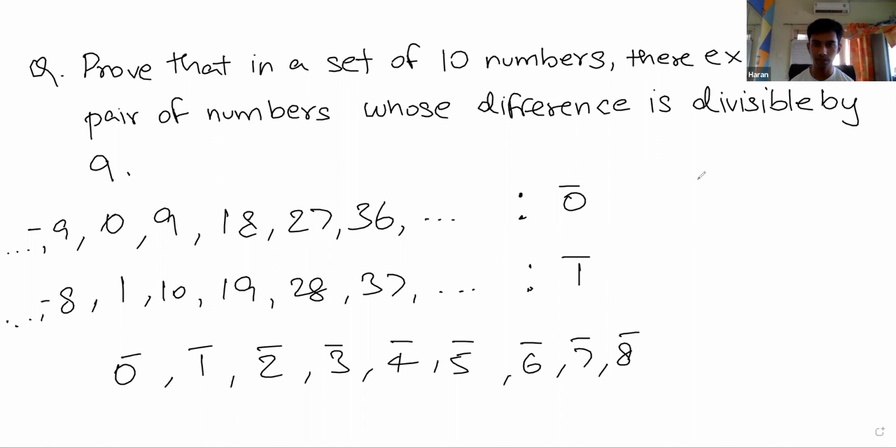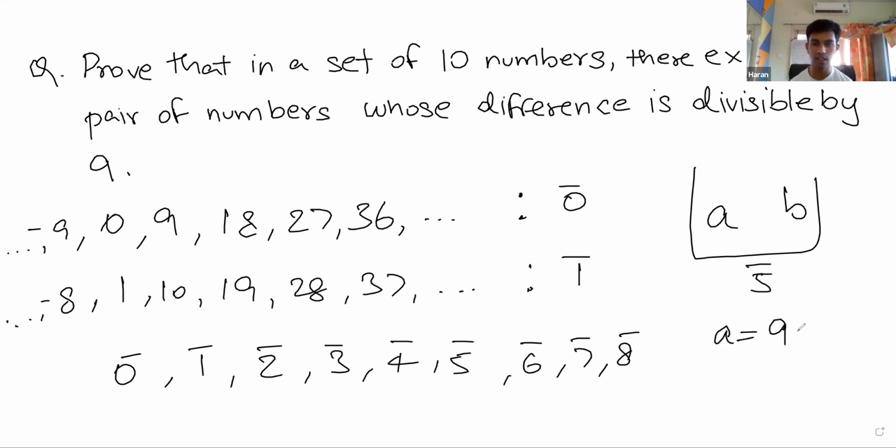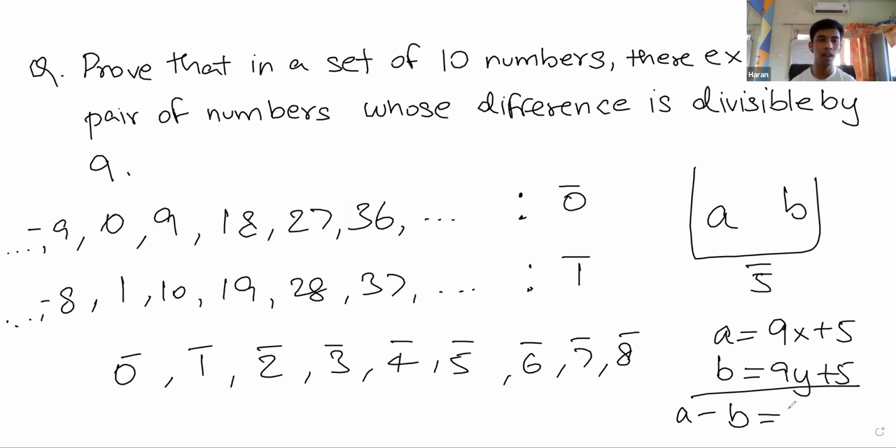So if 2 integers belong to the same box, let's say you have 2 integers a and b, both belonging to say 5 bar, right? Then a would be of some form, let's say 9 into x plus 5, something that leaves remainder 5. And similarly, b would be of some form 9 into y plus 5, something else that leaves remainder 5. And when you subtract them, the remainders cancel out, right? So you get 9 times (x minus y). So basically, two numbers differ by a multiple of 9 only if the remainders are equal, right?